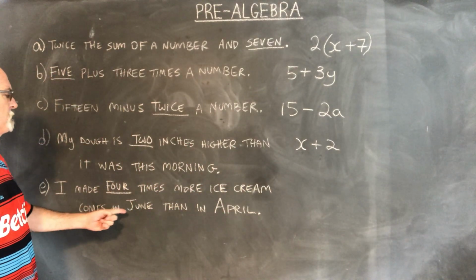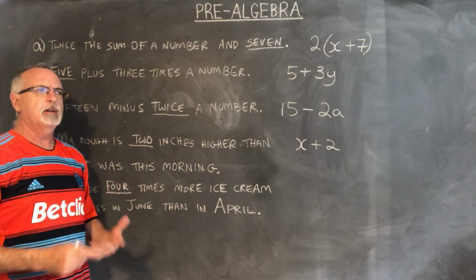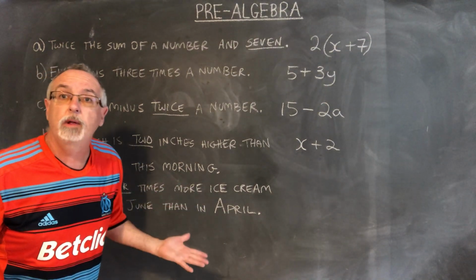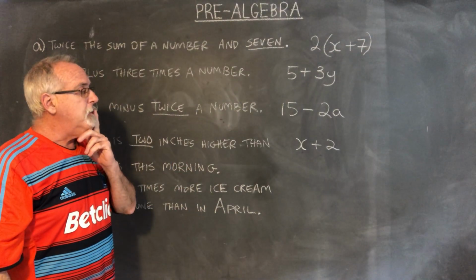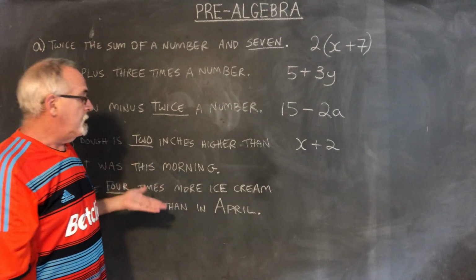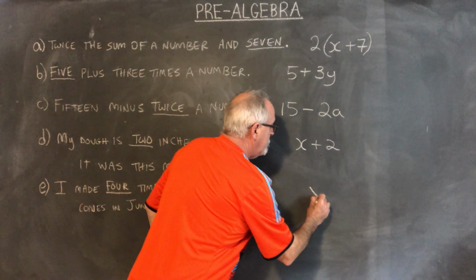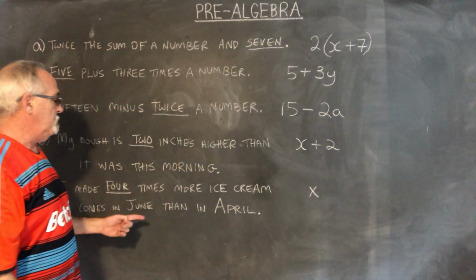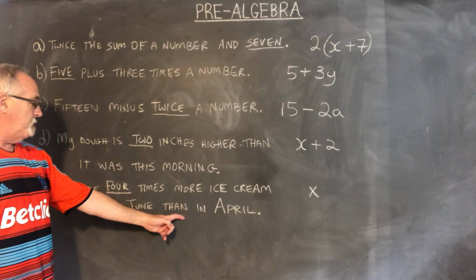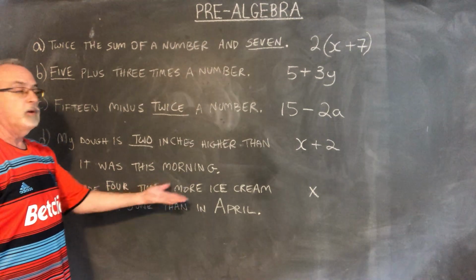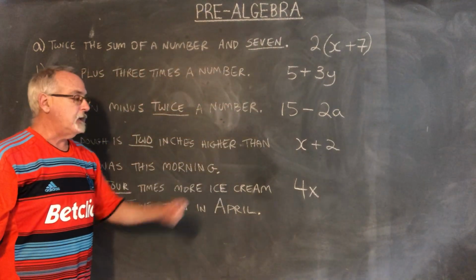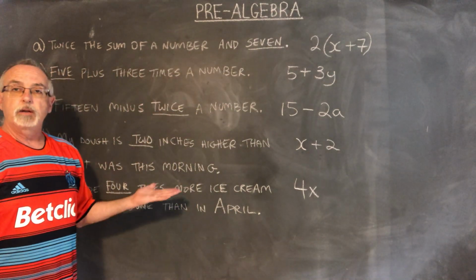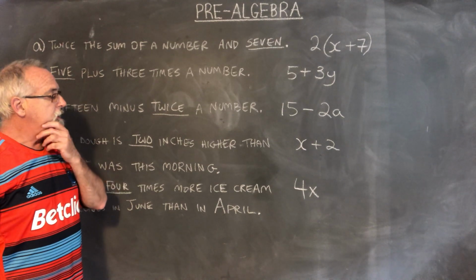4 times more ice cream cones in June than in April, so therefore the amount of ice cream cones I made in April, I don't know what that is. It's a number, but I don't know what it is yet. So how about I use a variable to express it? I'll use x. X is the amount of ice cream cones I made in April, and in June I made 4 times that amount. Oh, so 4x, therefore, would represent the number of ice cream cones I made in June. Makes sense, and it's fun.